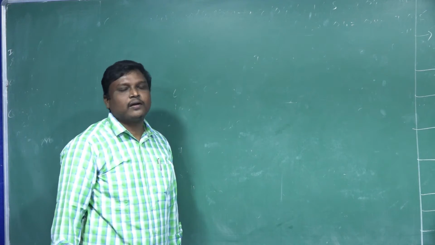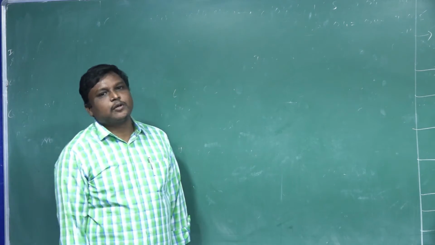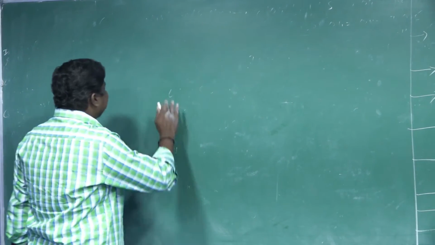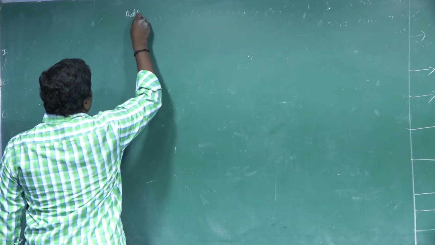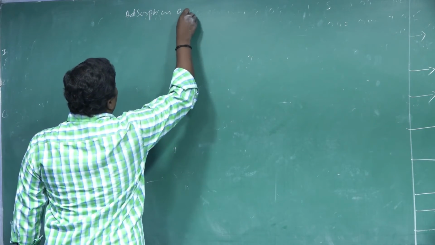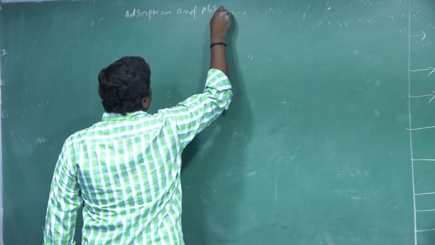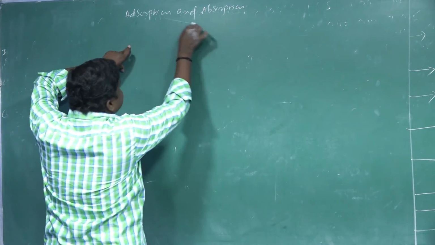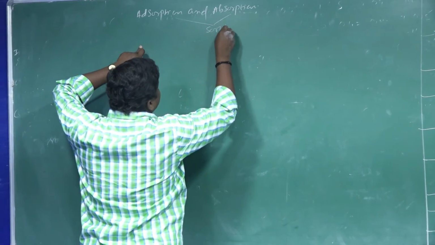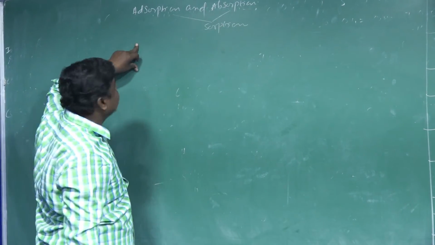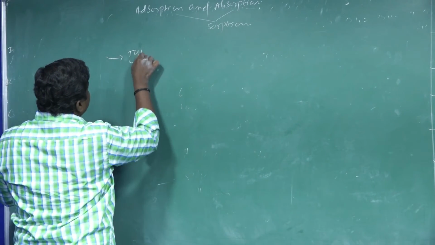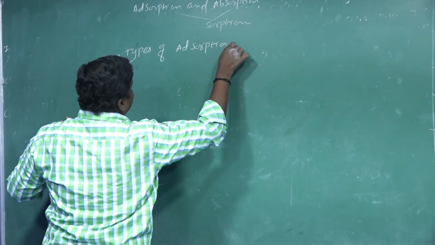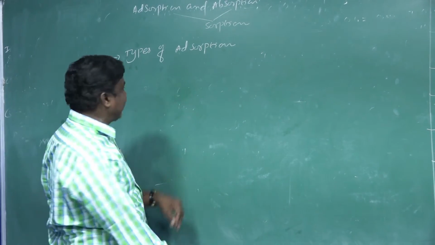Okay. Next one, sorption. Sorption is nothing but both adsorption and absorption simultaneously. Both adsorption and absorption occurring simultaneously is known as sorption. Okay. Next one, types of adsorption. There are 2 types of adsorption.